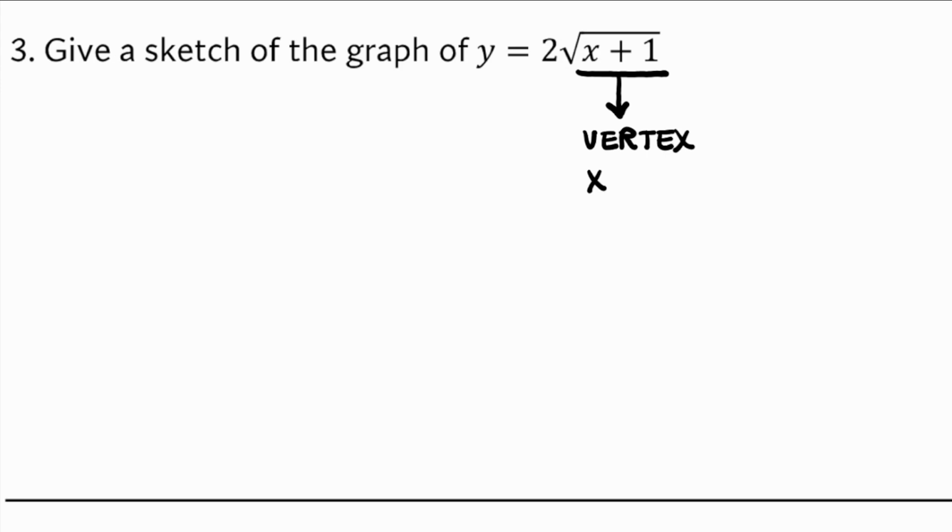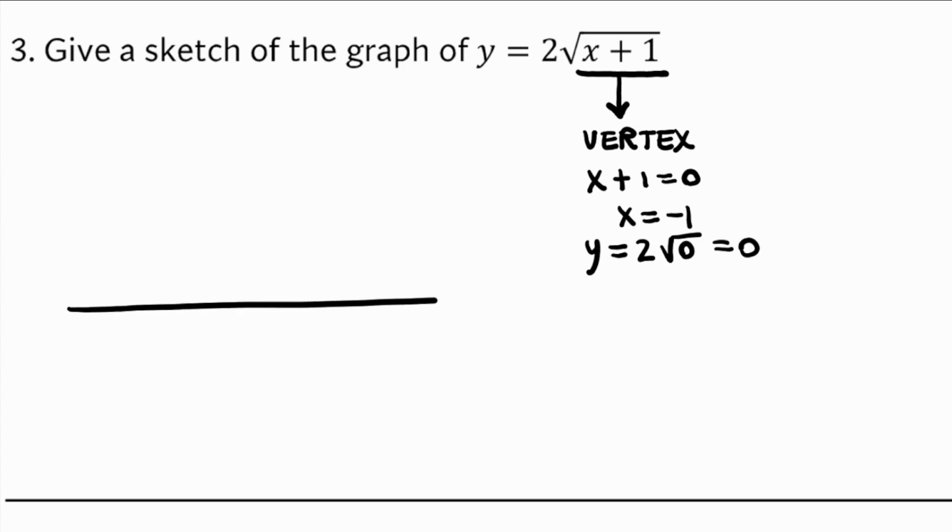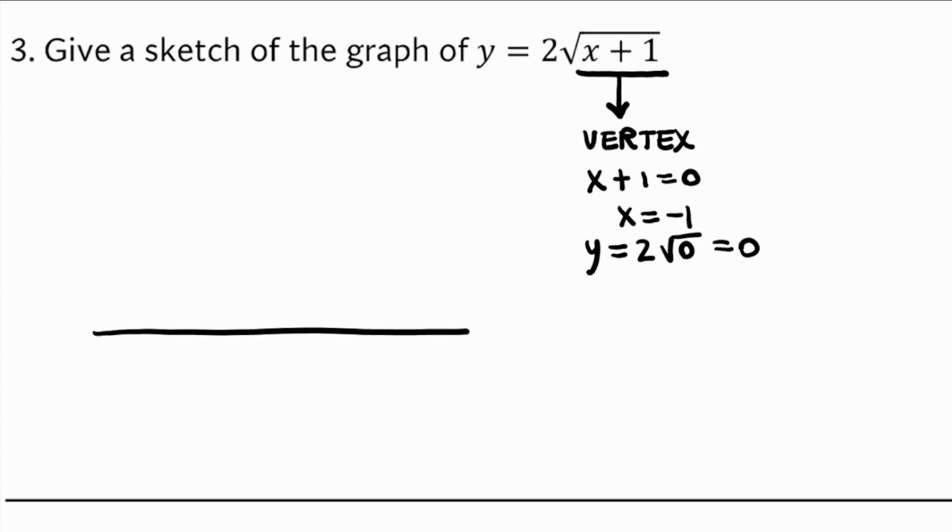Okay, the x-coordinate is going to be where x plus 1 is equal to 0. It's where I take the square root of 0. So that's where x is equal to negative 1. And y at x equals negative 1 is going to be 2 times that square root of 0 that I was looking for, so that's going to be equal to 0. Okay, so x is negative 1, y is 0.